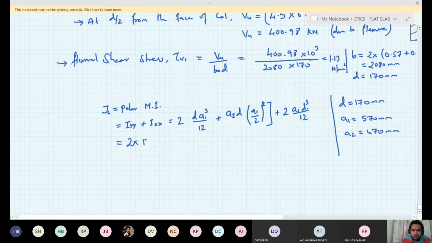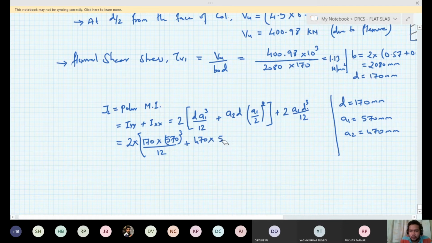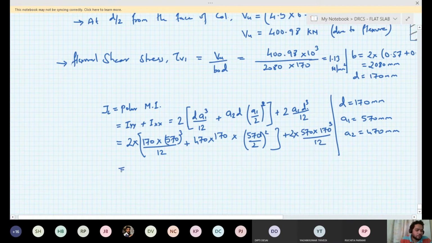2 times, whole multiply by, here one bracket is there, so 2 into 170 into 570 cube divided by 12 plus A2, that is 470 into A1, A2 into D, that is 170 multiplied by A1 by 2 whole square, that is 570 by 2 whole square plus 2 into A1 is 570, D is 170 whole cube by 12. So how much is this value?